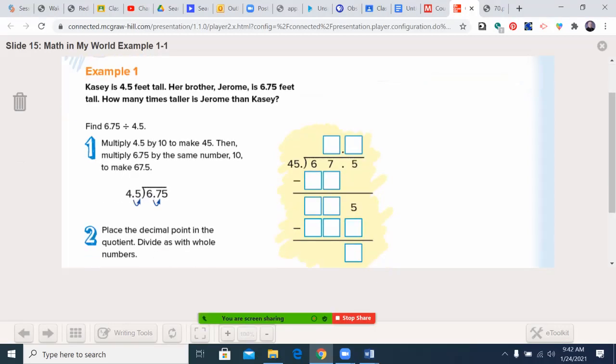So I have a problem here. Casey is 4.5 feet tall. Her brother Jerome is 6.75 feet. How many times taller? So we're going to have 6.75 divided by 4.5.